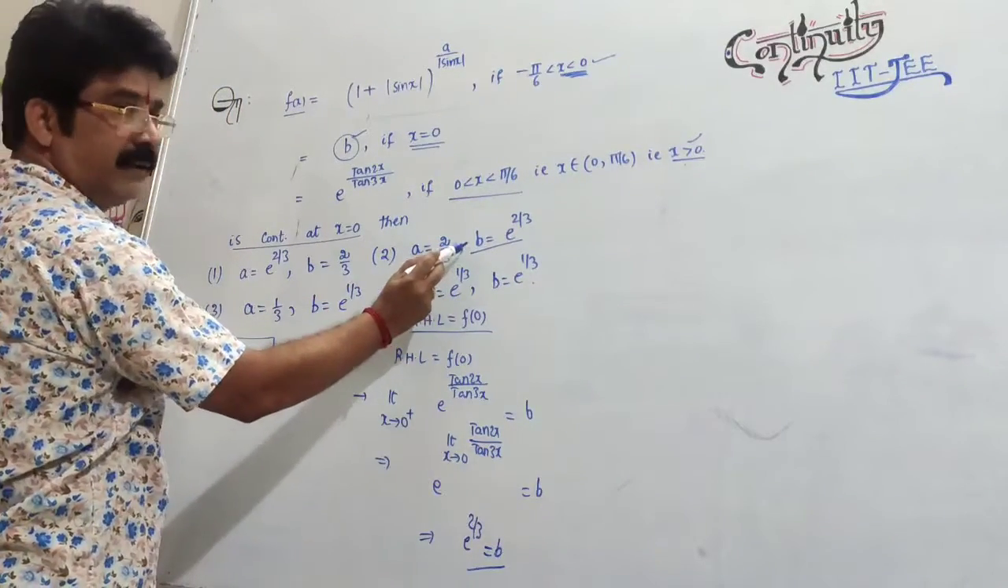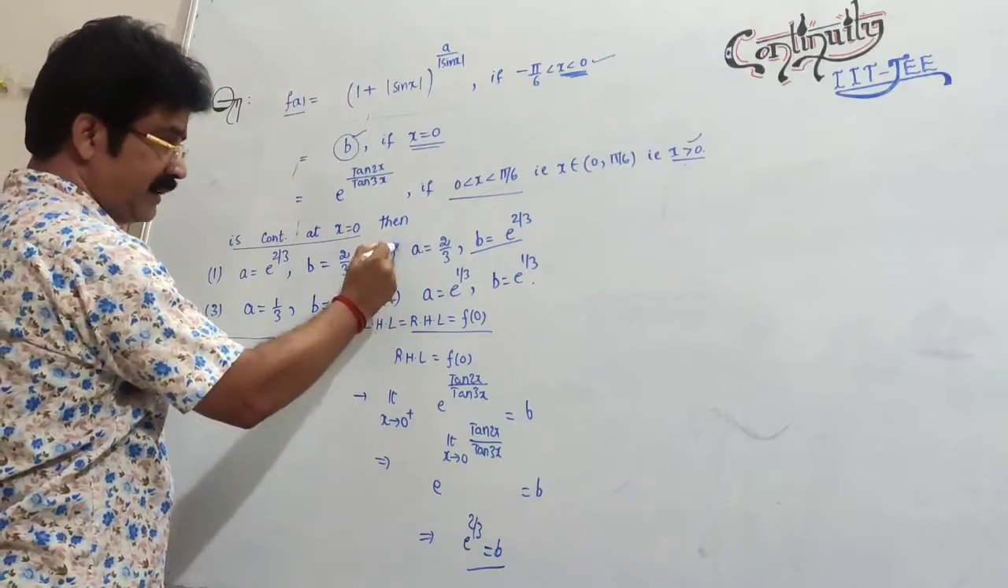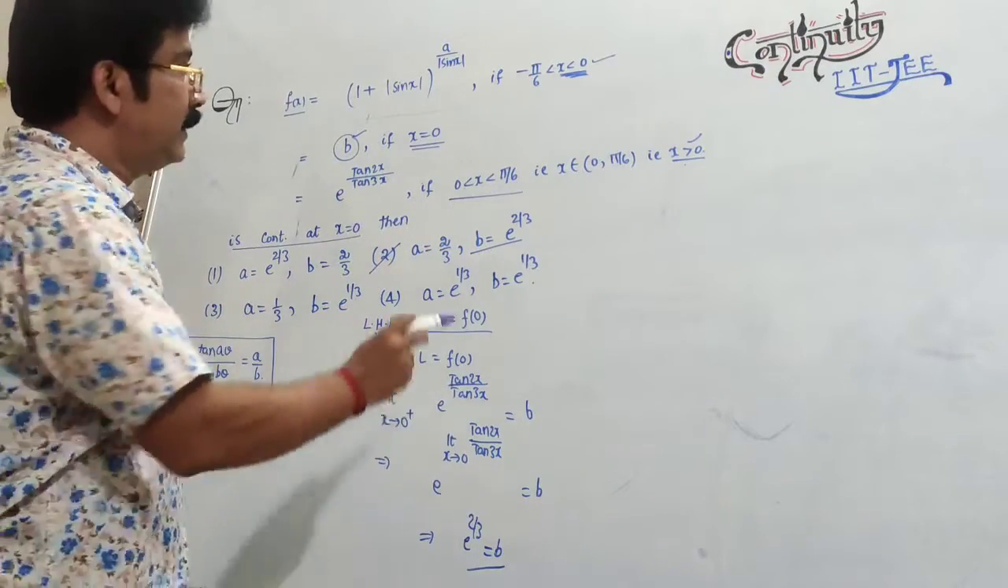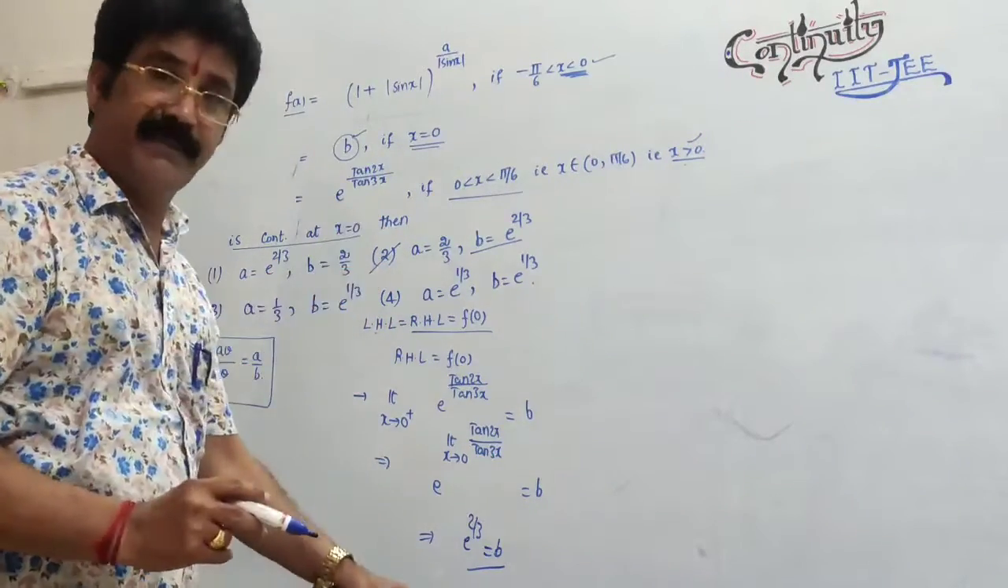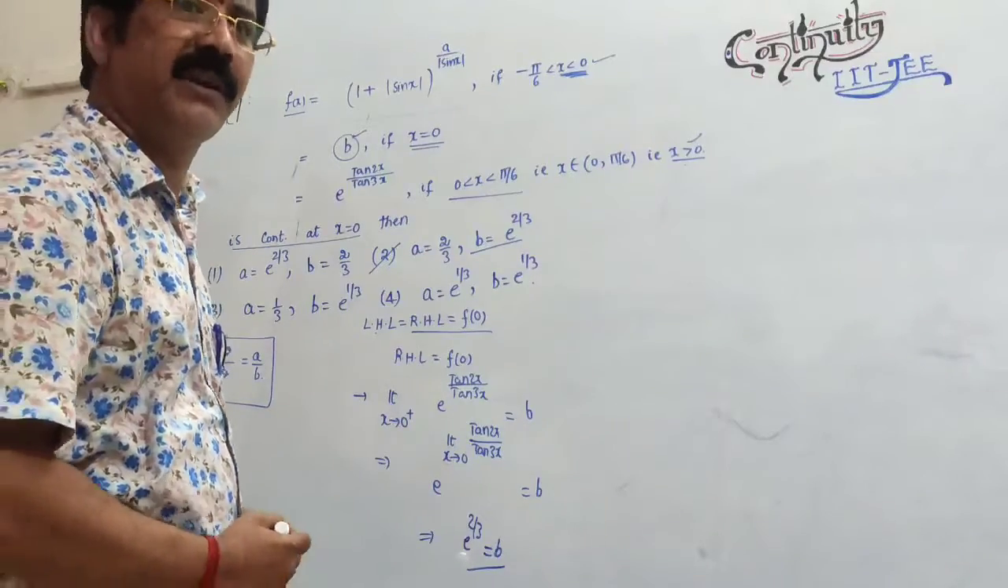So it is in only one option. Therefore, the second option is right. You need not find the left hand limit. It is a waste of time in the examination hall.